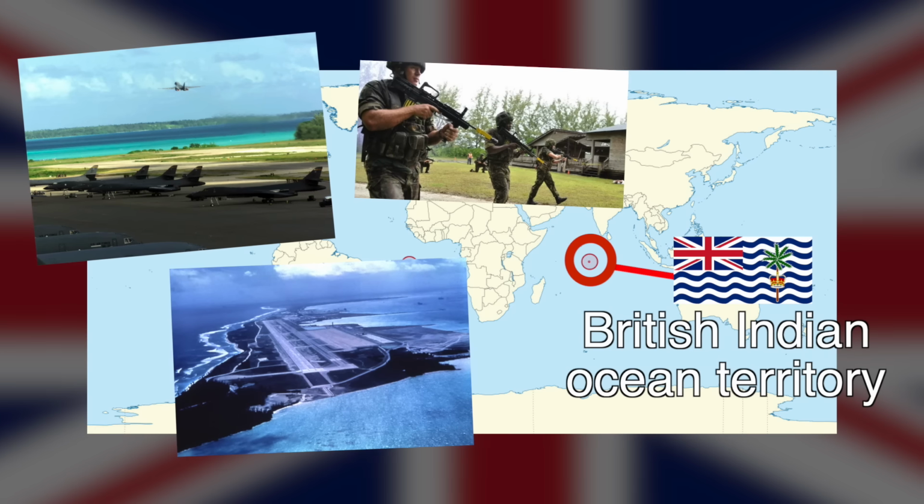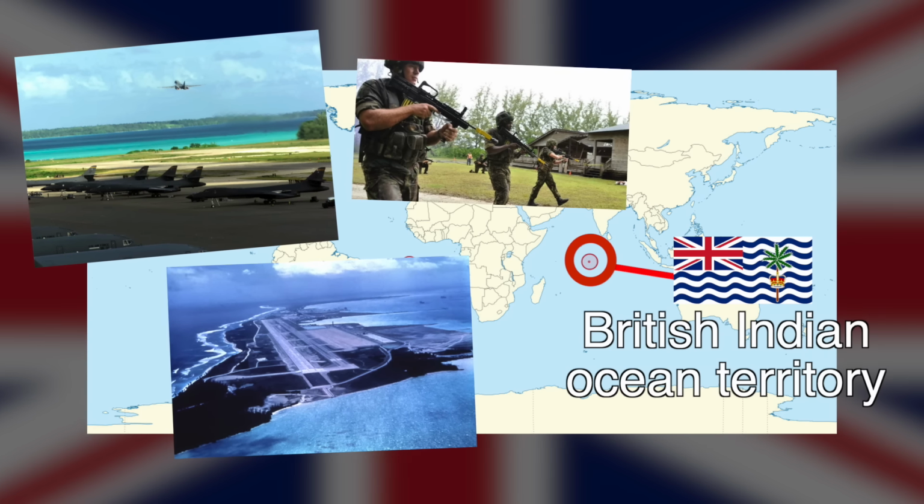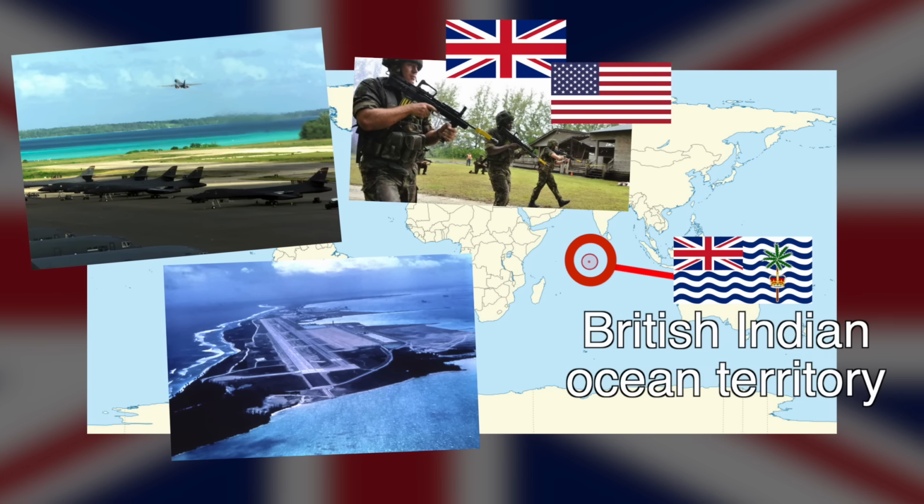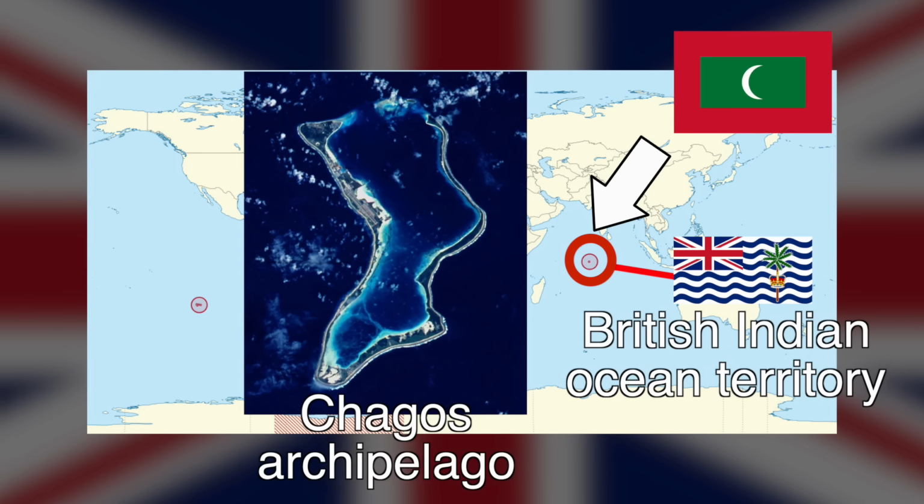From there, we move up to a little warmer climate in the British Indian Ocean Territory, which, like Akrotiri and Dhekelia, is a military base inhabited with about 3,000 temporarily stationed military personnel, mostly British and American, on the Chagos Archipelago just south of the Maldives.